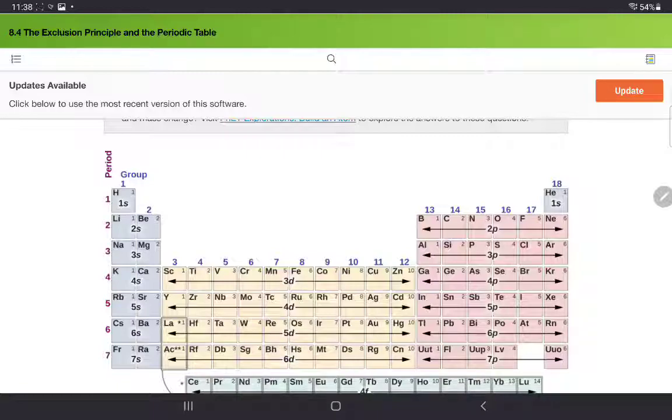So the first element has a tile. It's hydrogen. It's 1s with 1 electron. Helium is also 1s, and it should have 2 electrons. And then lithium now has a ground state that's 2s, but with 1 electron, because lithium has 3 protons. Beryllium is 2s with 2 electrons, right? And you can kind of see the spectroscopic notation.